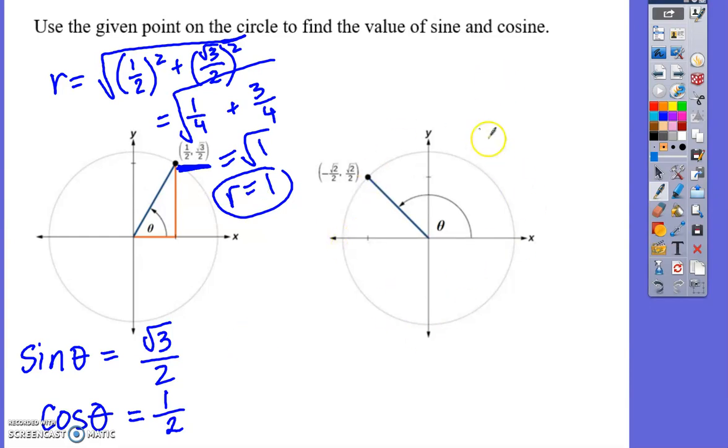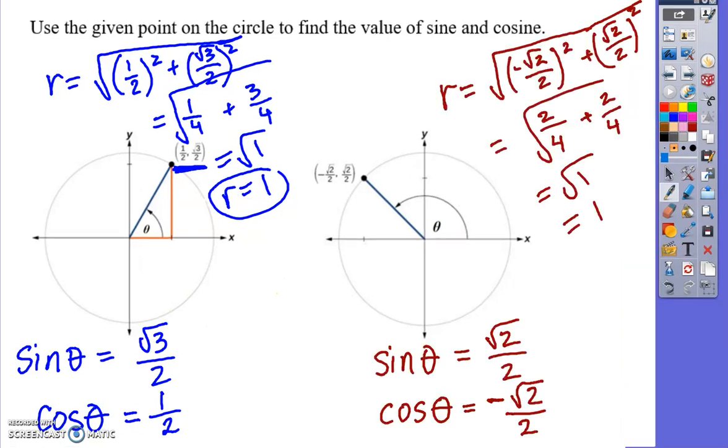Go ahead and try this. Pause the video and try this one on your own. Make sure you pause, because you know you're going to come back and have the answer be right there in your face. All right, so again, we found r. We squared this, we got 2 over 4. Squared that, we got 2 over 4. And again, r is 1. So sine is the y coordinate and cosine is the x coordinate. So when r is 1, sine is just y, and cosine is just x, which is pretty cool. So that's what that is.